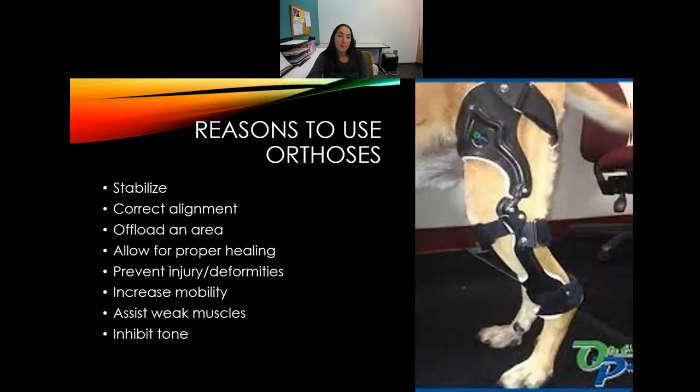All right, why do we use orthoses? So we want to stabilize an area, to correct alignment, to take pressure off of an area to allow for healing. Again, when something's healing and you're adding pressure to the area, it pushes the blood out of the area and will not promote healing. So to allow that, to prevent injuries or deformities, to increase mobility, to assist weak muscles, and to inhibit tone.